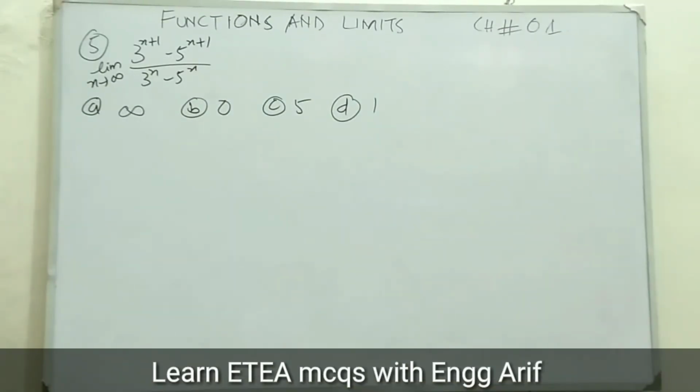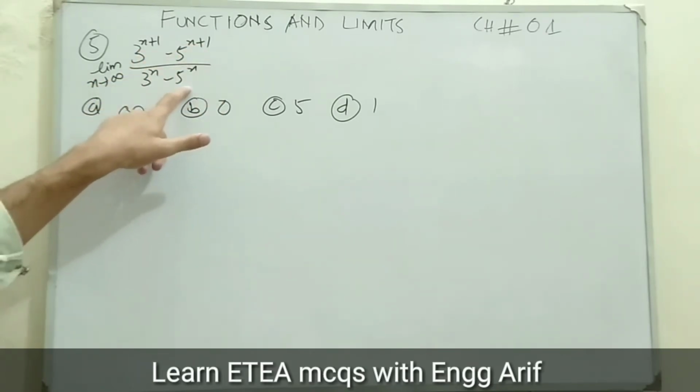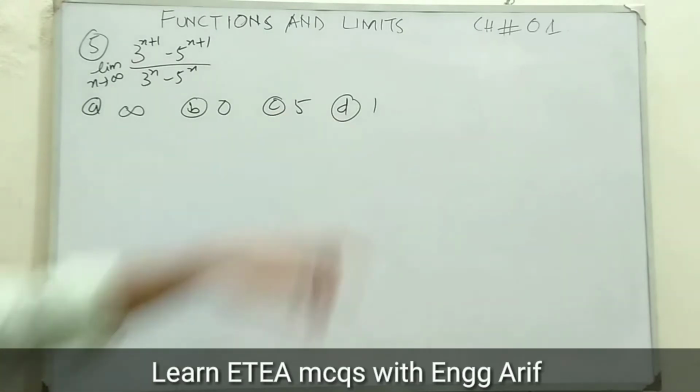Now move toward MCQ number 5. It tells that limit x approaches infinity, find the value of (3^(x+1) - 5^(x+1)) divided by (3^x - 5^x). Option A is infinity, B is 0, C is 5 and D is 1.